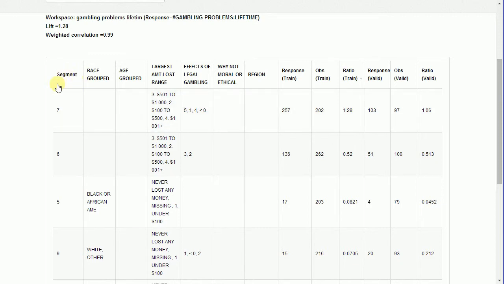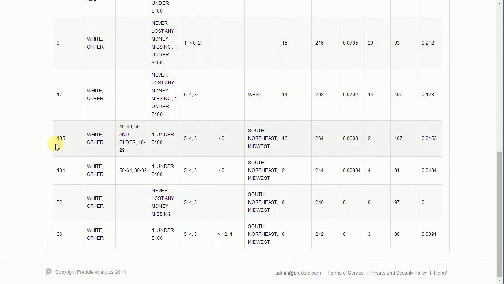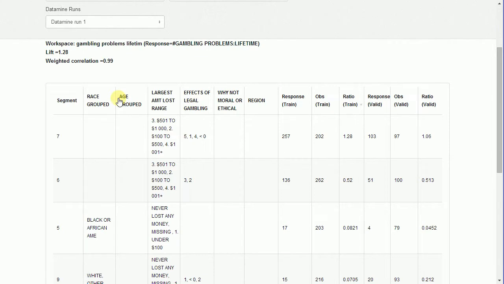So this column here just provides a unique key for each segment. These columns here define the segments. So for example, this segment here is people where the largest amount lost range fell into either the $501 to $1,000 categories, the $100 to $500 categories, or the $1,000 plus categories, and where the effects of legal gambling was either 5, 1, or 4, or less than 0, and so on.